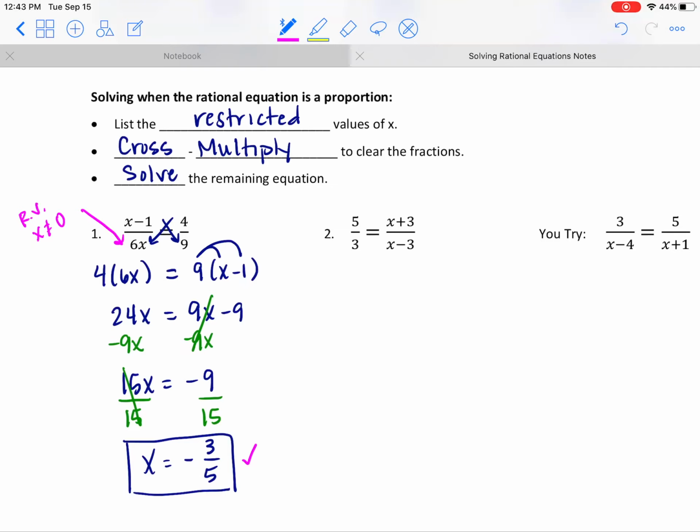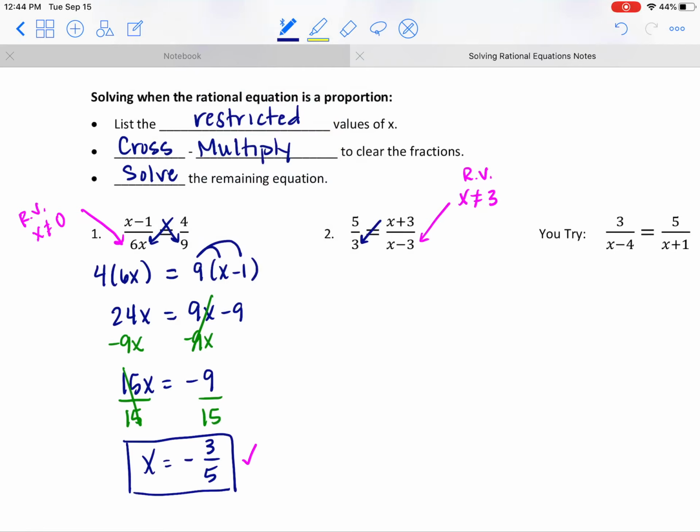Okay. Number 2, again, there's no way for me to make this denominator equal 0. There's no x in it, so I don't have to worry there. But on this one, x cannot equal positive 3. So we have a restricted value. We're going to say x can't be positive 3 because 3 minus 3 would put a 0 in the bottom of that second fraction. All right, so there's our restriction. We know what x can't be. Let's cross multiply to figure out what x can be.